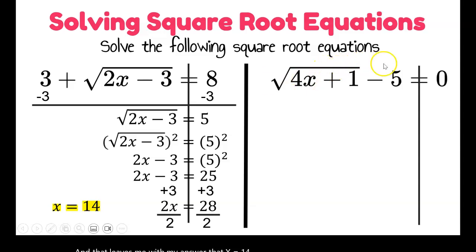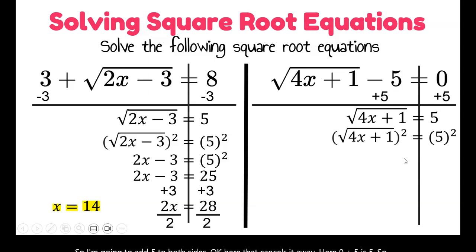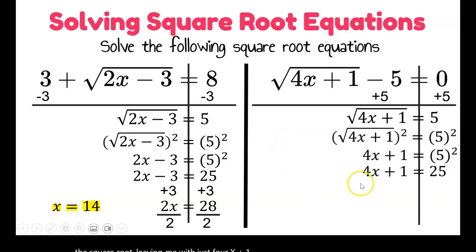Okay, start with the number that's furthest away, minus 5. So I'm going to add 5 to both sides. Okay, here that cancels it away. Here, 0 plus 5 is 5. So now I have square root of 4x plus 1 equals 5. I square both sides to get rid of the square root. We'll see that here it does get rid of the square root, leaving me with just 4x plus 1 equals 5 squared. 5 squared is 5 times 5, which is 25. So I have 4x plus 1 equals 25.